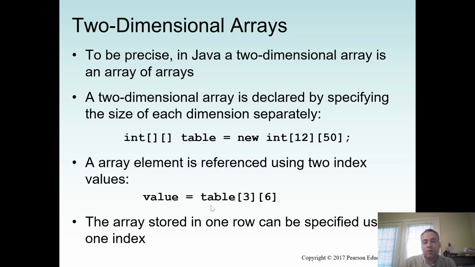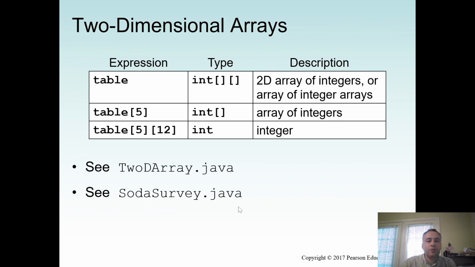So if you want to reference the entire row, you are referencing just the first index. You can do that. Okay, so for example, table[5] will reference an entire row, an array of integers, which has index 5. So a row index 5, so that will be the 6th row from the top. And again, table[5][12] references the element with row index 5 and column index 12.